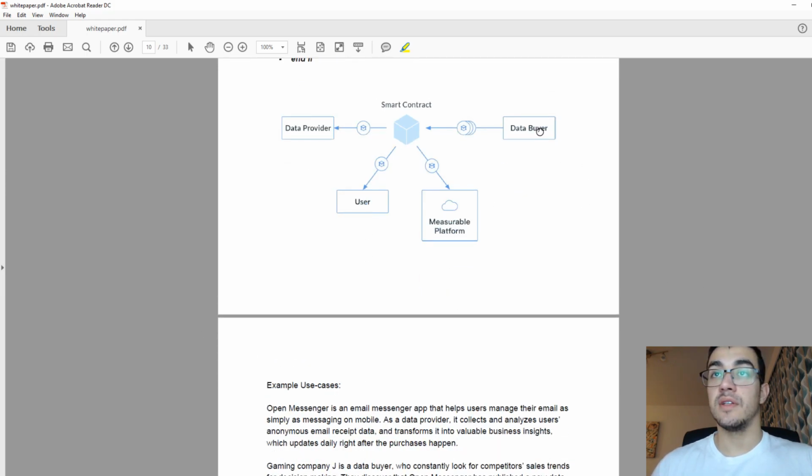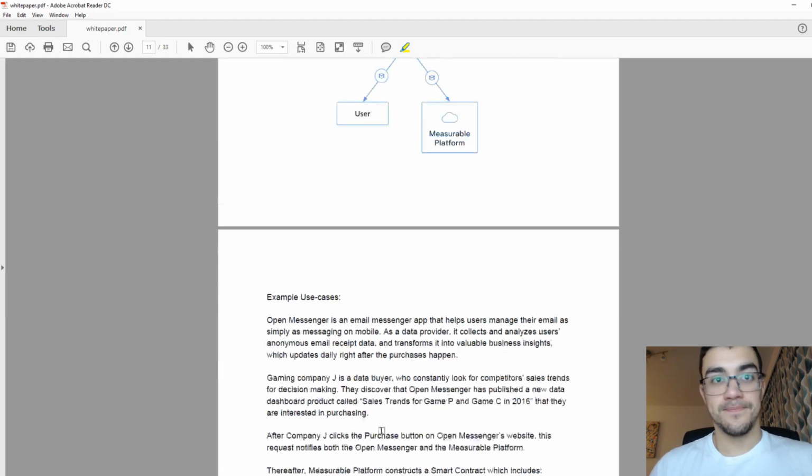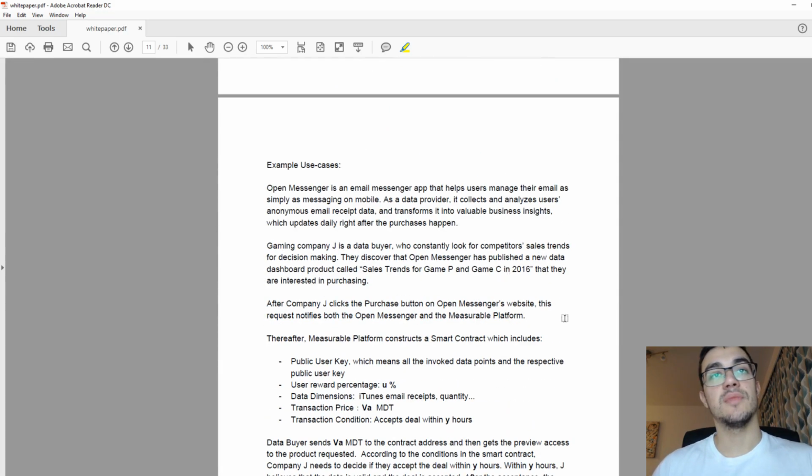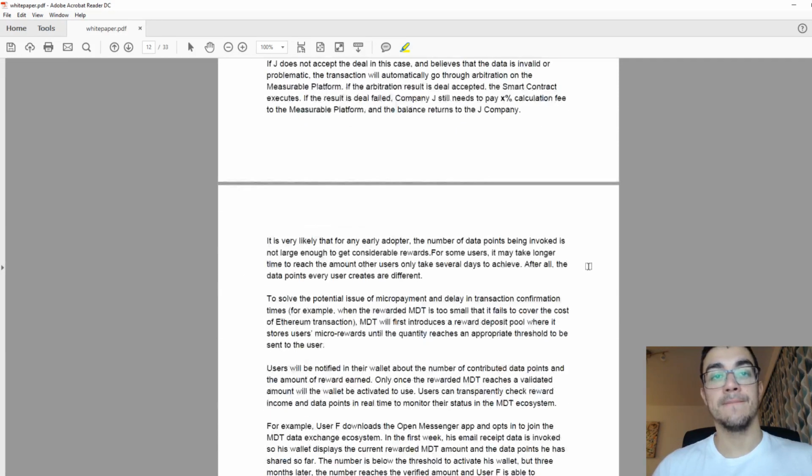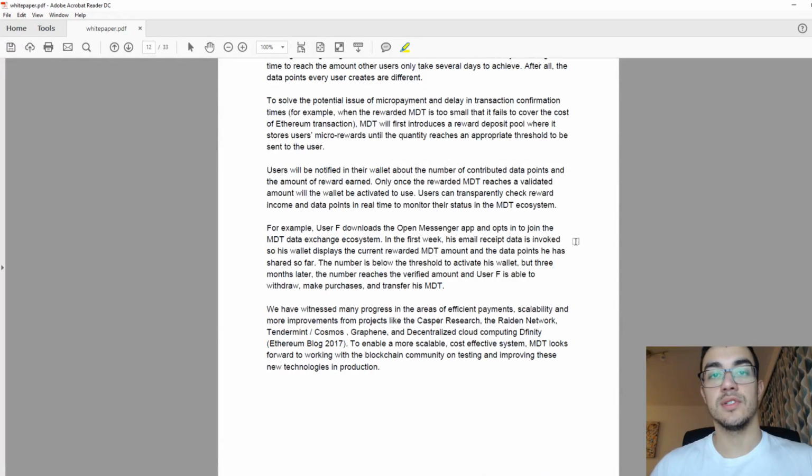As you see here, the data buyer puts the money in. If the data is legit, money goes to the data provider, to the user, and a small fee to the Measurable Platform. If you want some examples, you can go through them yourself. There are a lot of good examples to understand the concept.